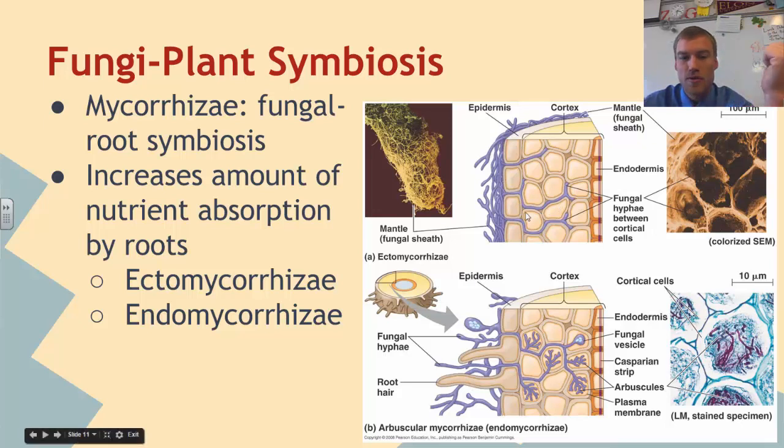So there are two different types. We've got ectomycorrhizae, which is where the fungus is actually outside of the cells. We can also have endomycorrhizae, where the fungus itself, the hyphae, will grow into the cells of the plant and be inside the cell, which is kind of a crazy thing to think about. But again, this kind of helps to deliver the nutrients directly into the plants themselves. So a pretty cool thing that they can do this.